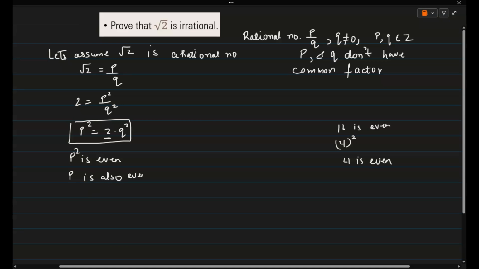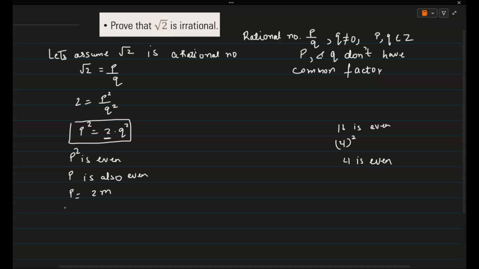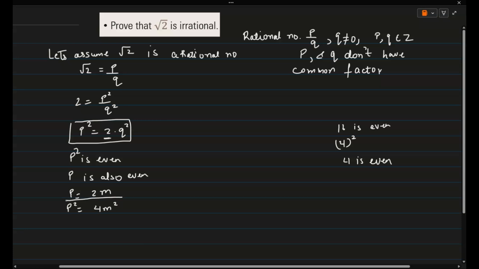If p is an even number, we can say that p is of the form 2 into m, where m is any integer. Now let's square this again. We get p square is equal to 4m square. Use this relation and put it in this equation. So we get 4m square is equal to 2 into q square. If we simplify this, we get 2m square is equal to q square. We can say that q square is equal to 2 into m square.